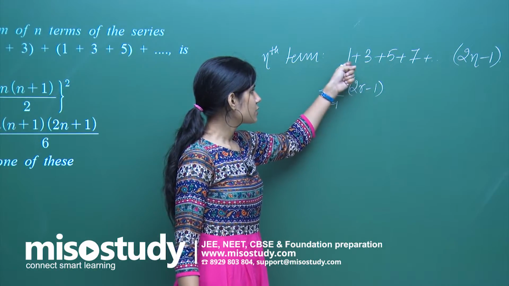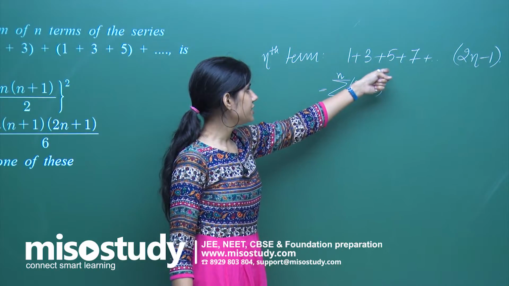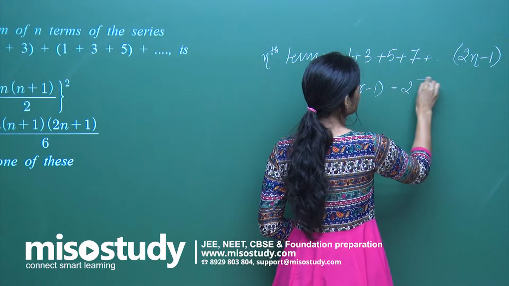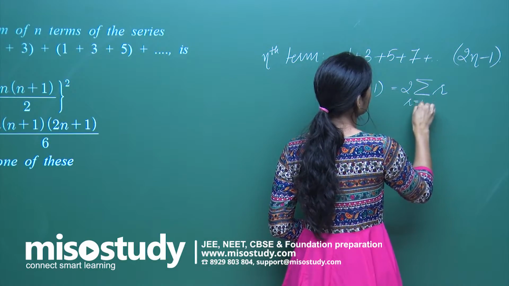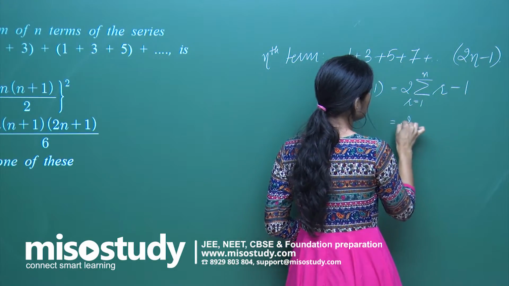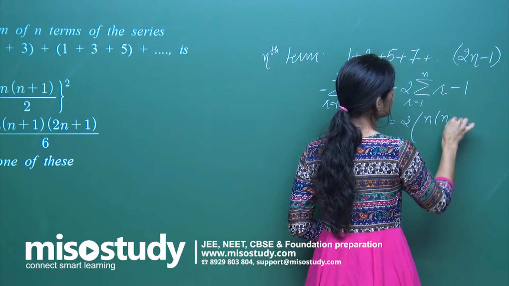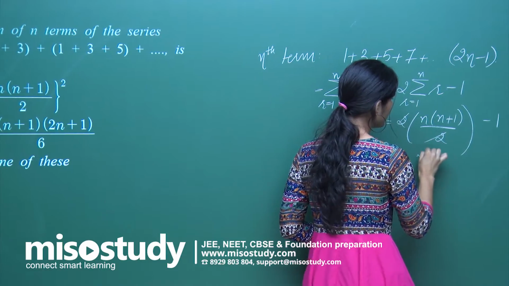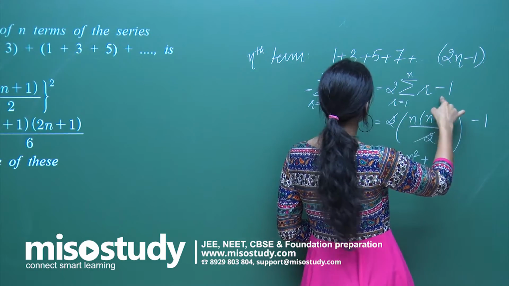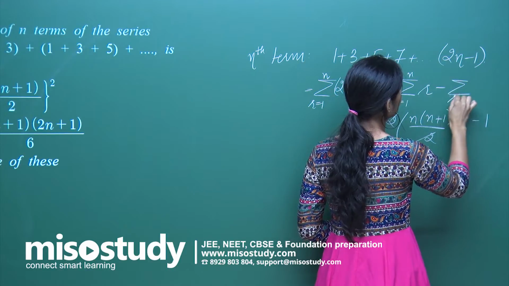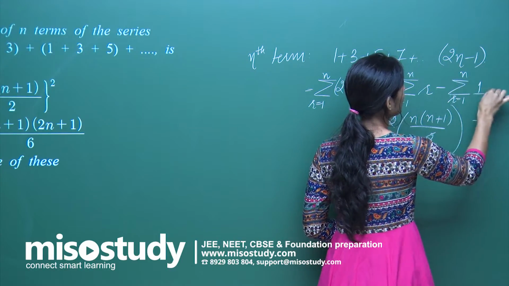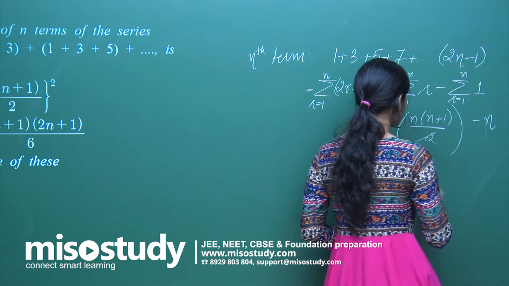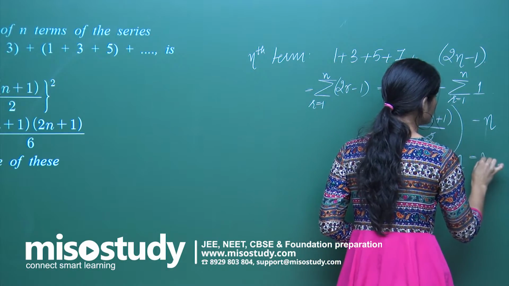For r equals 1, this is 1. For r equals 2, it is 3. For r equals 3, it is 5. For r equals n, it is 2n minus 1. This gives you twice the summation of r going from 1 to n, minus, which is twice of n into (n plus 1) by 2, minus the summation of 1, r going from 1 to n. 1 plus 1 plus 1, n times gives you n, so you get n square plus n minus n, which is n square.